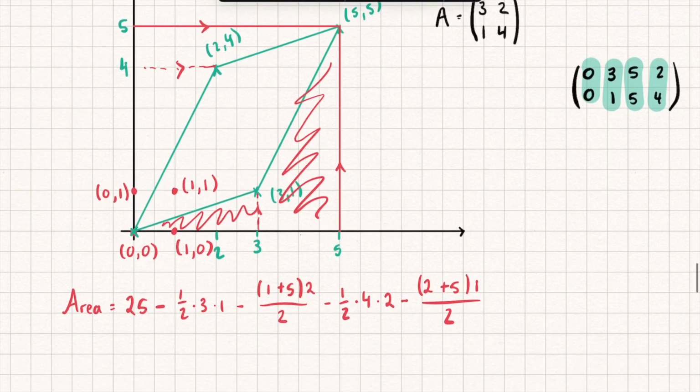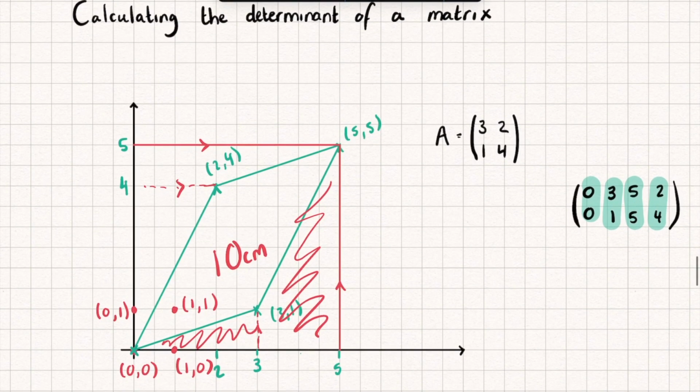Okay, let me put this all into my calculator and we'll see what we get as the output. And so my calculator has output 10. And so the area of this parallelogram is 10.